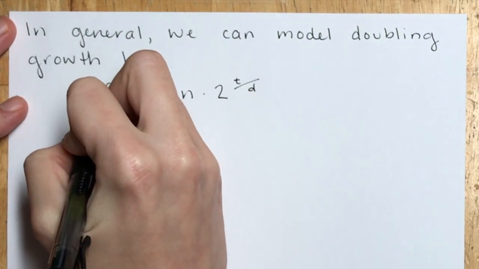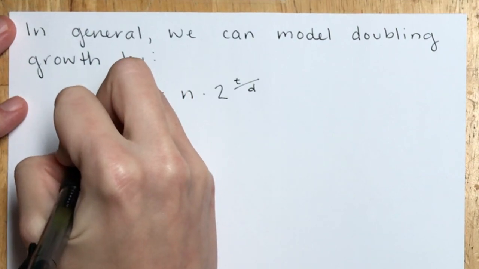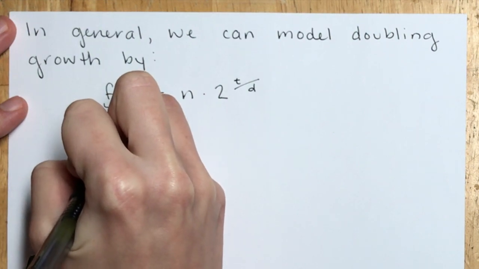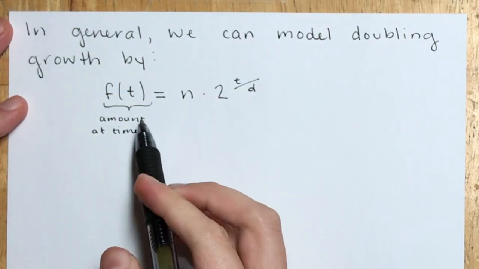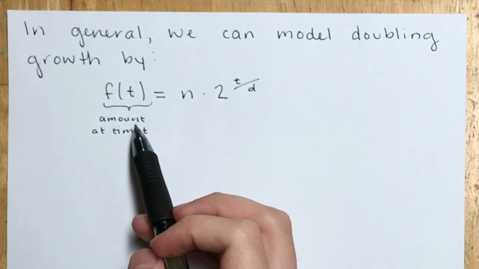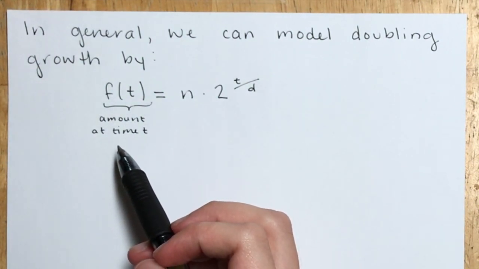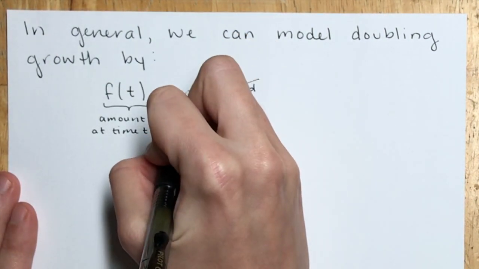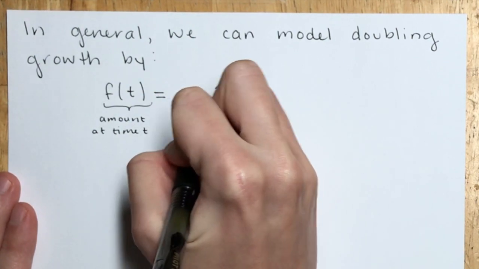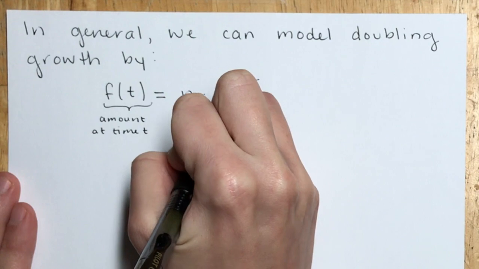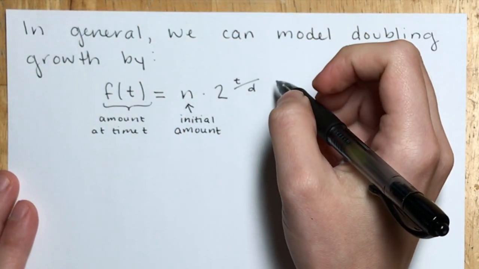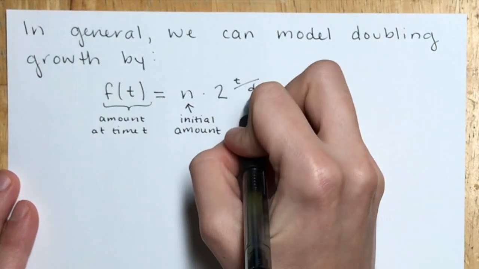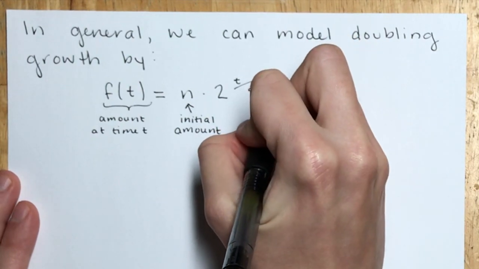So what do each of these things mean? Well, f of t is the amount at time t. Maybe it's fish, maybe it's bacteria, maybe it's money. Could be any of these things. It's our amount of whatever we're talking about. N is the initial amount. T is time. And D is what we're going to call the doubling time.